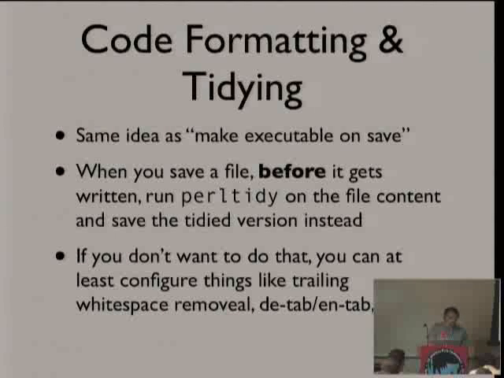If you don't want to do that, maybe Perl tidy's too much. Both Vim and Emacs have settings where you can do things like automatically delete trailing white space. Please turn this on, everybody. I'm really tired of seeing little red squares in Git.